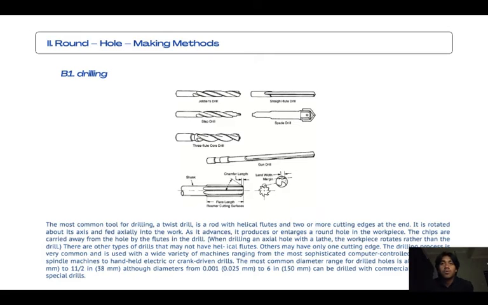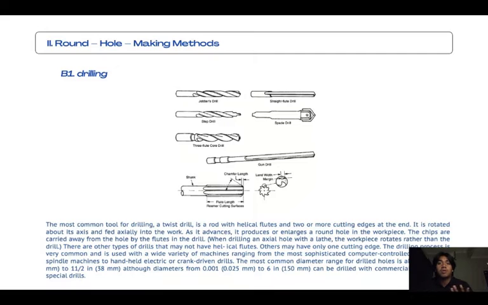So now we're going to the second topic from the video, which is round hole making methods. The first one we're going to discuss is drilling. The most common tool for drilling is a twist drill. It is a rod with helical flutes and two or more cutting edges at the end. It is rotated about its axis and fed axially into the work as it advances to produce or enlarge a round hole in the workpiece.